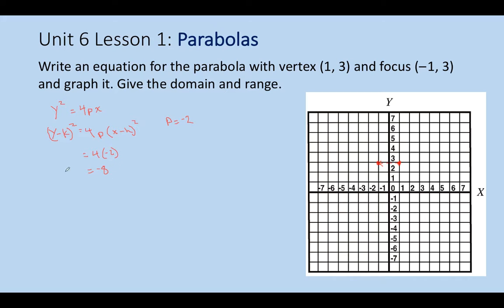All right, so I've got that. I've got (y minus k) squared equals negative 8 times (x minus h). And all I really need now is an h and a k value. I'm going to get that from the vertex, and you guys remember how to do that. We're just going to plug those in for x and y, and that will leave us with negative 8 times (x minus 1), and then (y minus k) squared. All right, that's our equation.